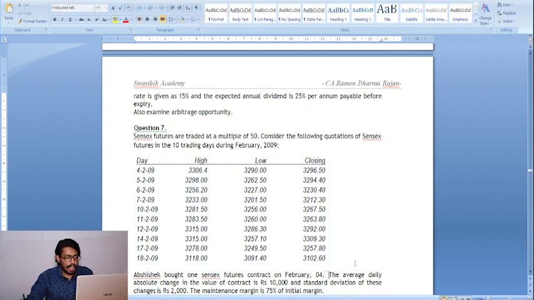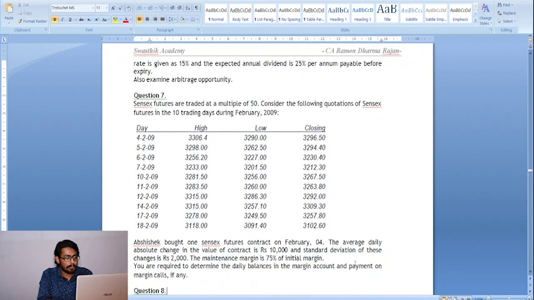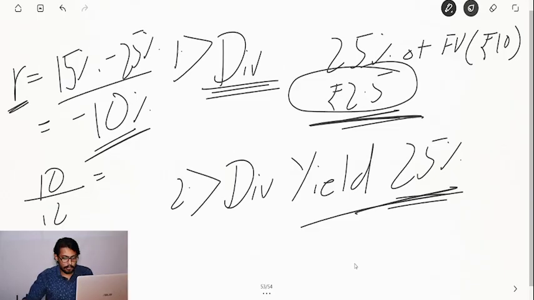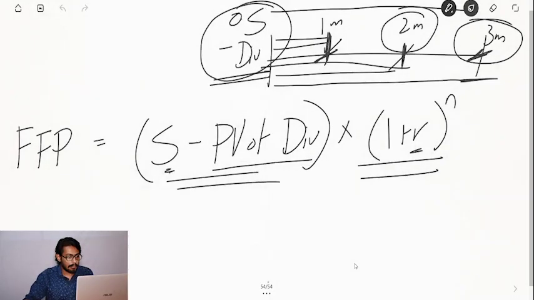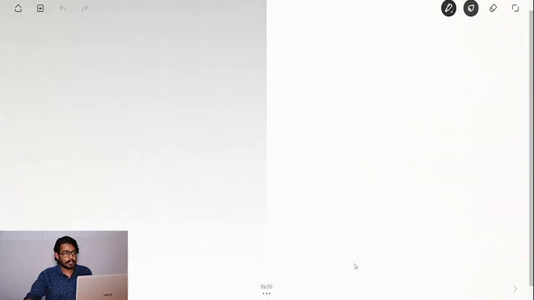Now, the average daily absolute change in the contract is 10,000 and the standard deviation of these changes is 2,000. The maintenance margin is 75% of initial margin. You are required to determine the daily balance in the initial margin account and payment on margin calls, if any. Okay, so please note down initial margin. Please note down, guys. You can put in your formula sheet also.